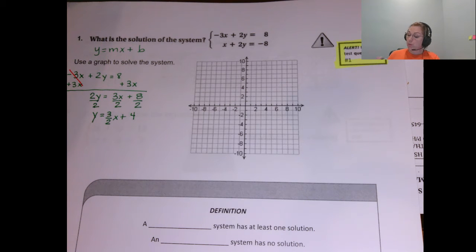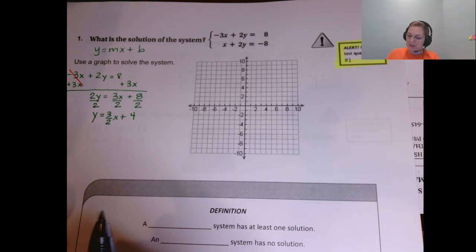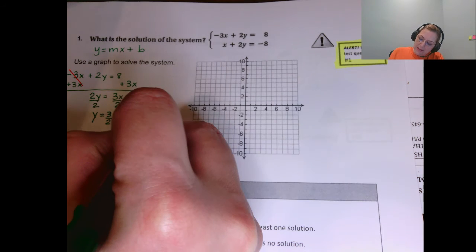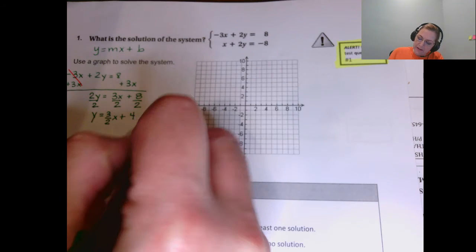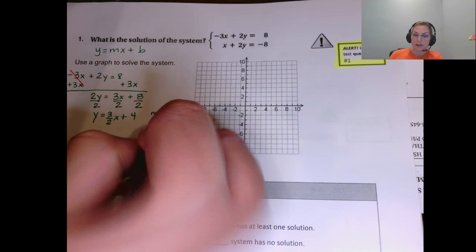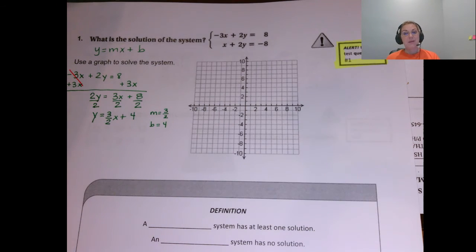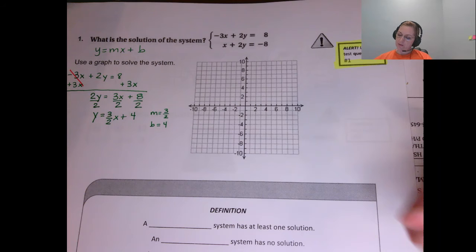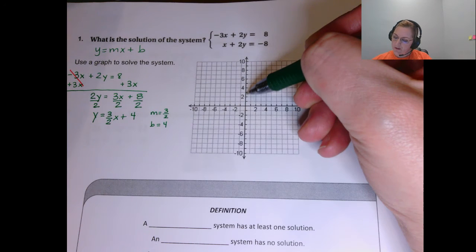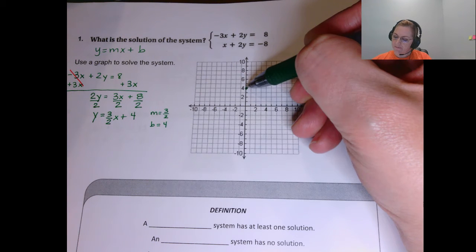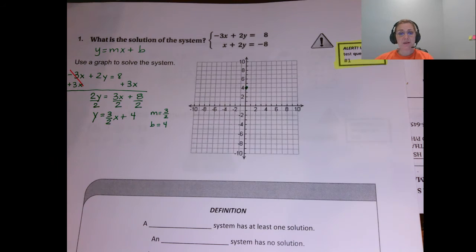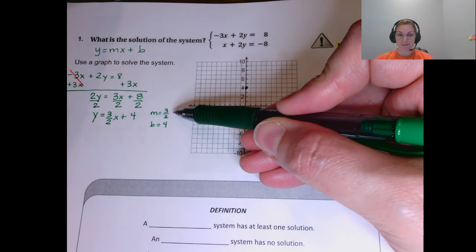Lovely, got a great equation now. It's in slope-intercept form. We call that mx plus b. So m here is 3 halves, and b here is 4. Now b tells me where to start on the y-axis. So I'm going to go up to 4, 2, 3, 4. I'm going to put a dot there. And then I'm going to use my slope, which is 3 halves.